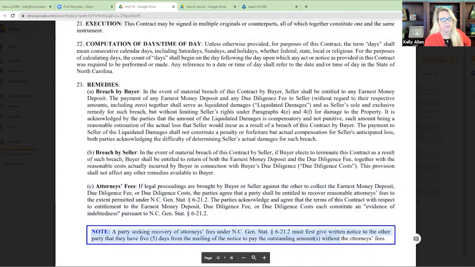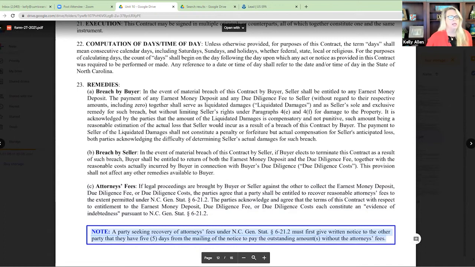Okay. And then we have a note box down here, which screams what? Pay attention to what it says in the note box. Okay, let's read what it says. Note. A party seeking recovery of attorney's fees under North Carolina General Statute 6-21.2 must first give written notice to the other party that they have 5 days from the mailing of the notice to pay the outstanding amount without attorney's fees. So this is great. This gives you a total guideline of what to do when someone breaches the contract and how those legal proceedings are to be handled, what the rules are. And of course, we could go back into that general statute 6-21.2 at your leisure.